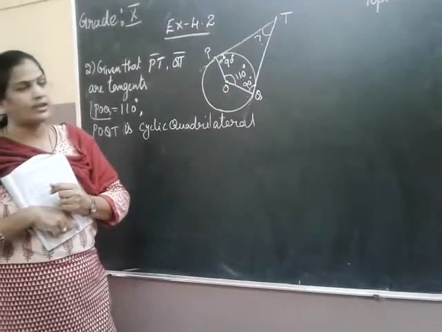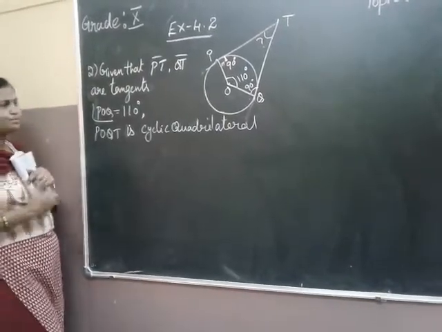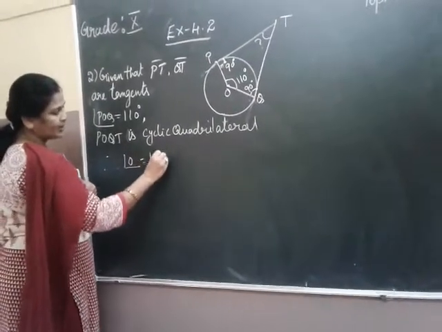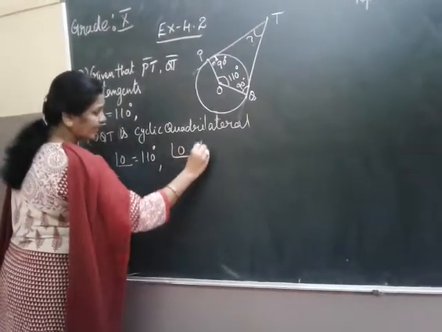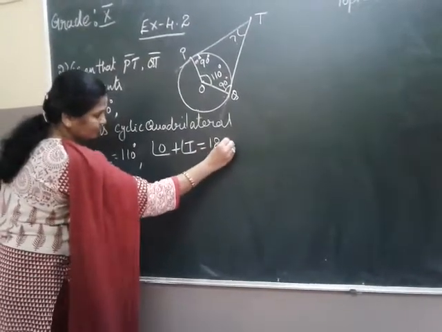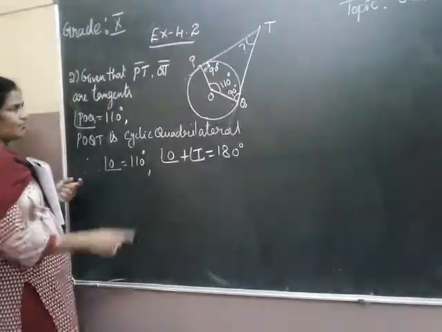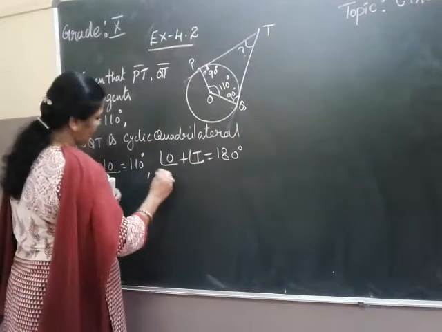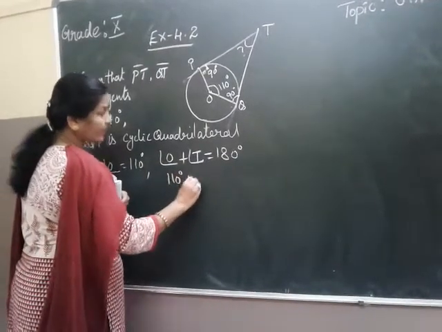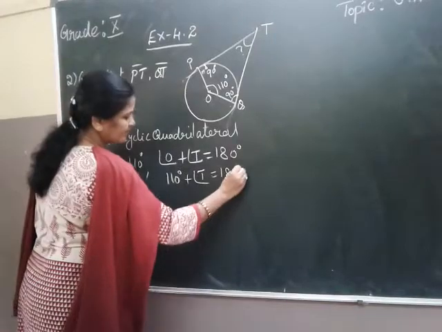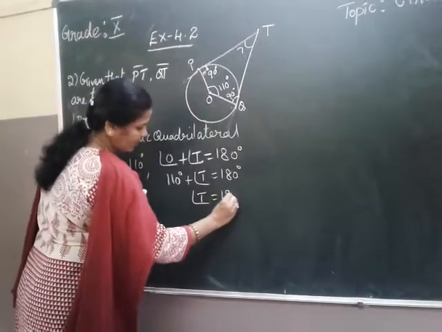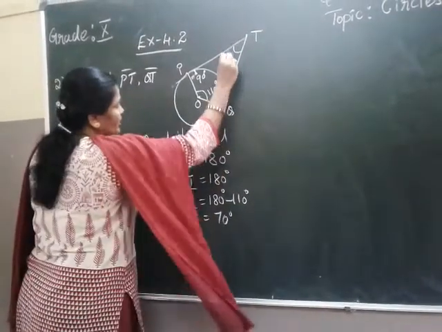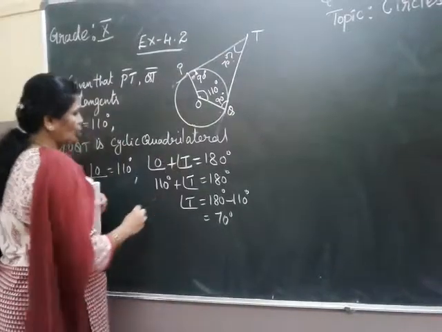So how do you find the T angle? Angle O is equal to 110 degrees. Angle O plus angle T should be equal to 180. Angle O, 110 degrees, we know. Angle T we don't know, so keep it as this. So angle T equals 180 minus 110 degrees, which is nothing but 70 degrees. So this value is 70 degrees.